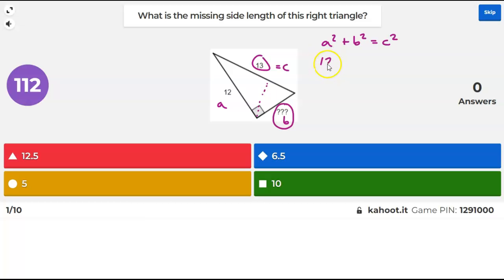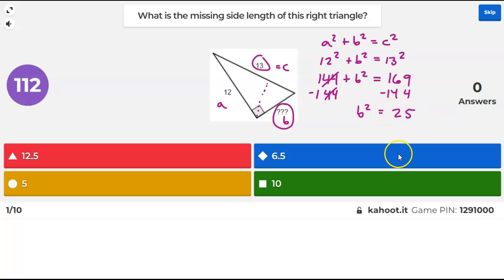So we'll put in 12 for a and 13 for c. 12 squared is 144. 13 squared is 169. Now we need to solve for b. So we're going to subtract 144 from both sides. We get b squared equals 25. We square root both sides, and we'll get b equals 5. So that's our answer on this one. The missing side length is 5.